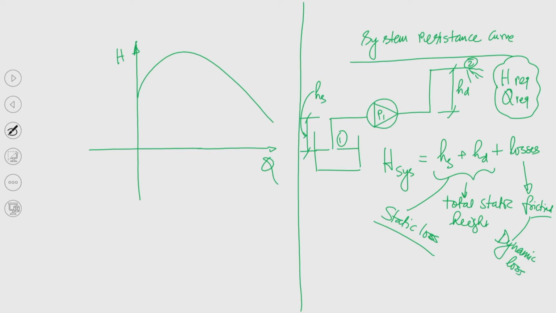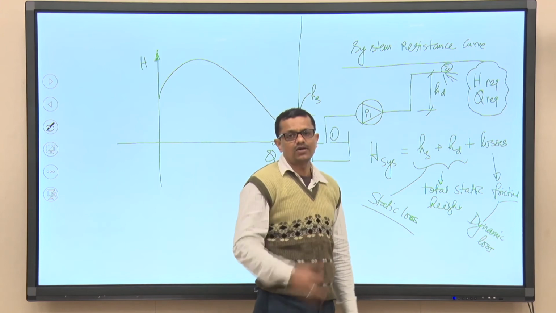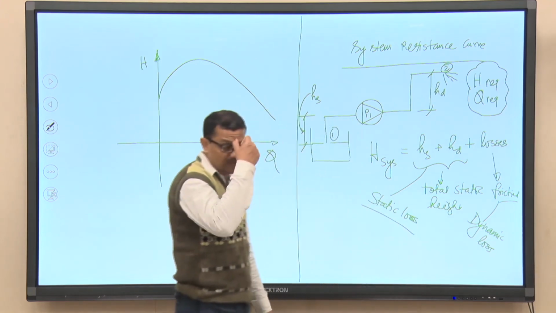We do not have any control over the static loss. If that is the system, this Hs and Hd will always be there, but what we can definitely control is the dynamic loss, and that is why the word dynamic is coming into the picture.